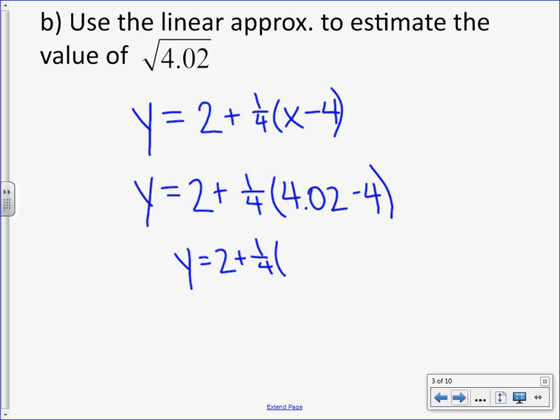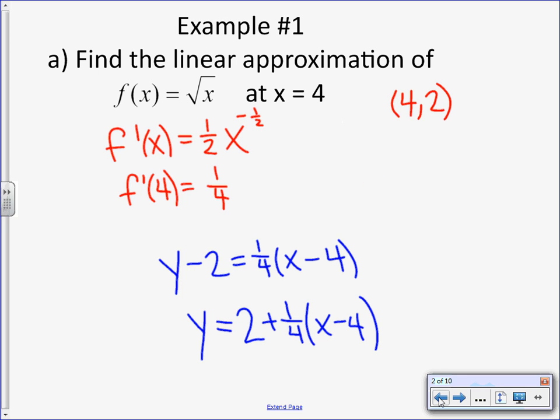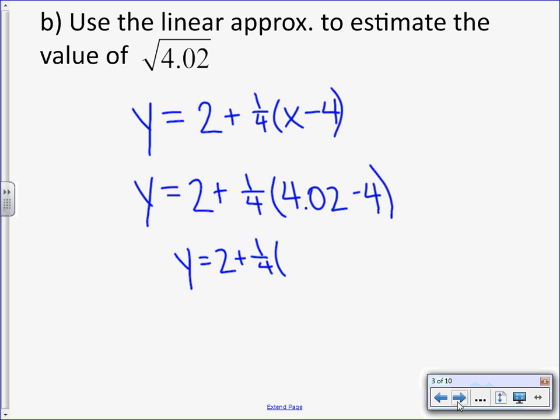Okay, so what do we have? Well, we don't need the square root because our function was square root of x, right? And we wrote our tangent line. So since this is square root of 4.02, 4.02 is our x value. Okay, and then we're function. I thought it was the x value.